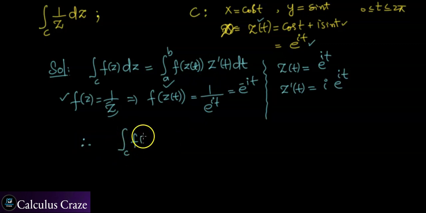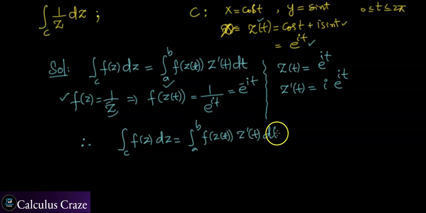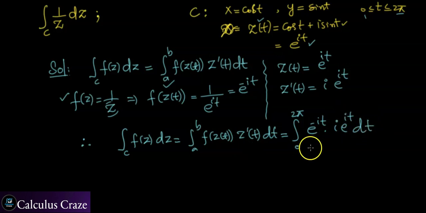So the integral over c of f of z dz is equal to the integral from a to b of f of z of t times the derivative of z dt. So my a is of course 0 and b is 2 pi, so 0 to 2 pi. I'll integrate. So f of z of t is e to the minus iota t, and my z prime is iota times e to the iota t dt. But when you simplify this, you will have 0 to 2 pi, it's just iota dt.